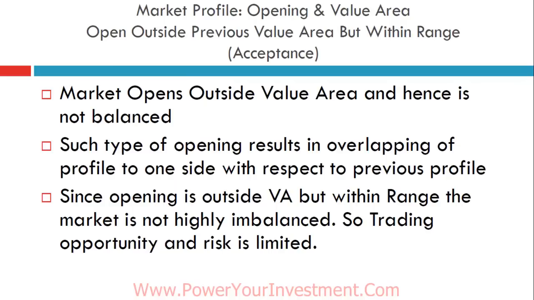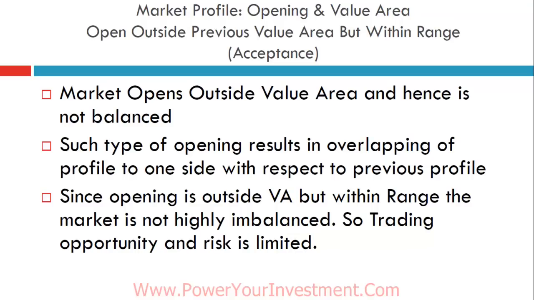So we come to the next opening. In this particular type of opening, we open outside the previous value area but within the range, and this is acceptance. Now this is much similar to the first acceptance case. Usually what happens is, because the market opens outside value area, it is slightly imbalanced, hence opportunity and risk is there. In this also, the overlapping happens on either side and the range is similar to the previous profile, more or less similar.